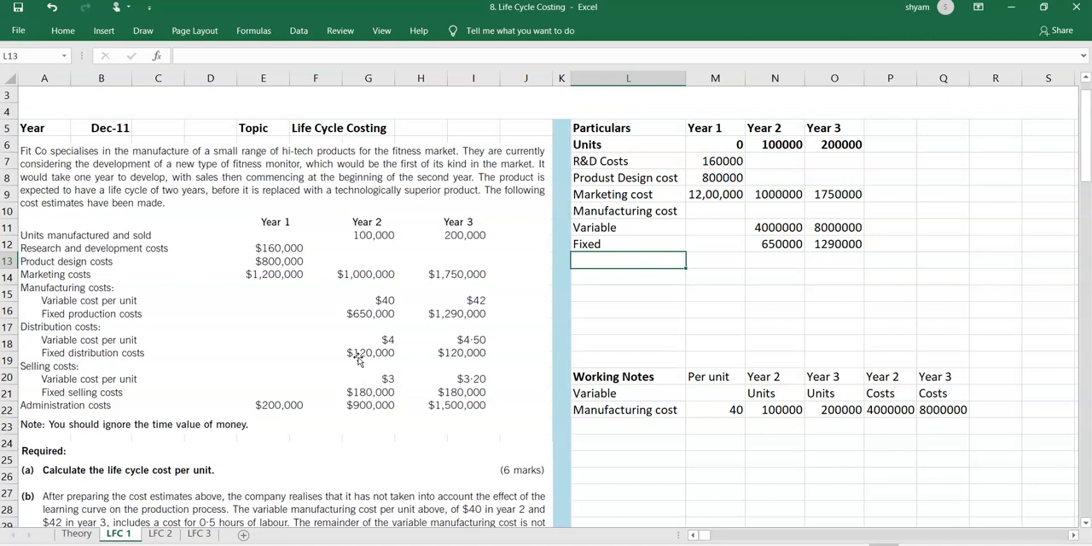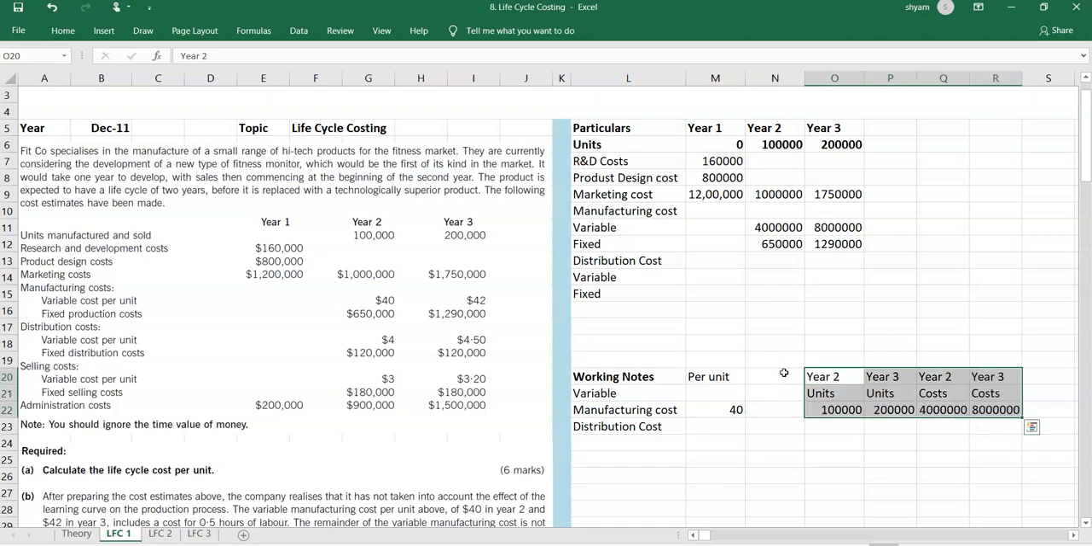So next is distribution cost. Again we have variable and fixed. So variable we have to work out. See, again we have a problem here. The problem is the manufacturing variable cost is 40 for the second year, but 42 for the third year. Okay, so we can't work out like that. So we have to rework.